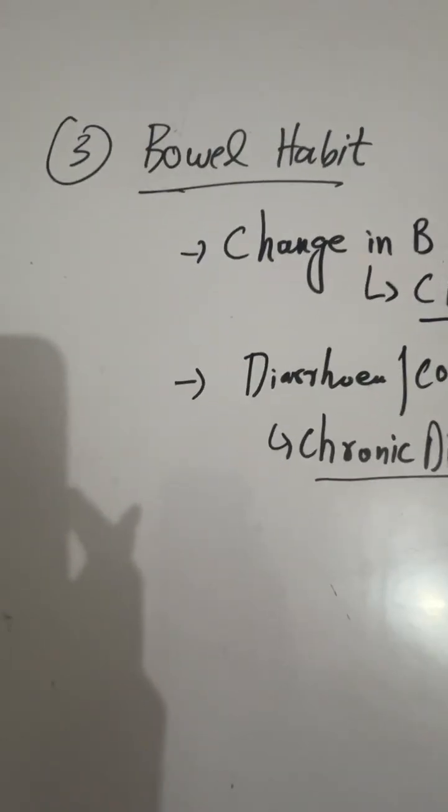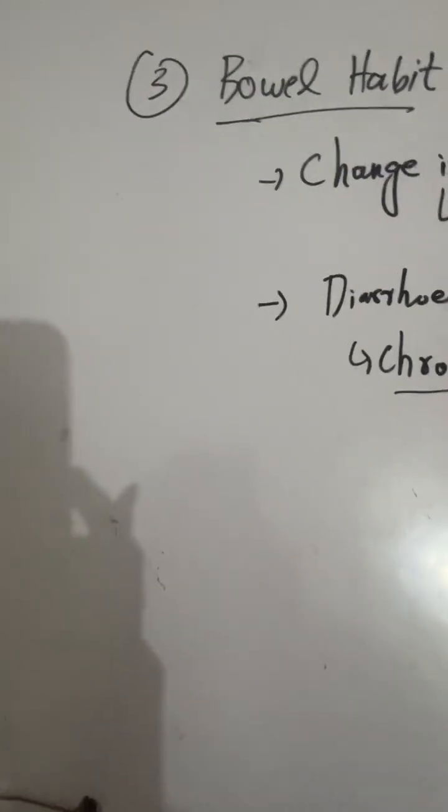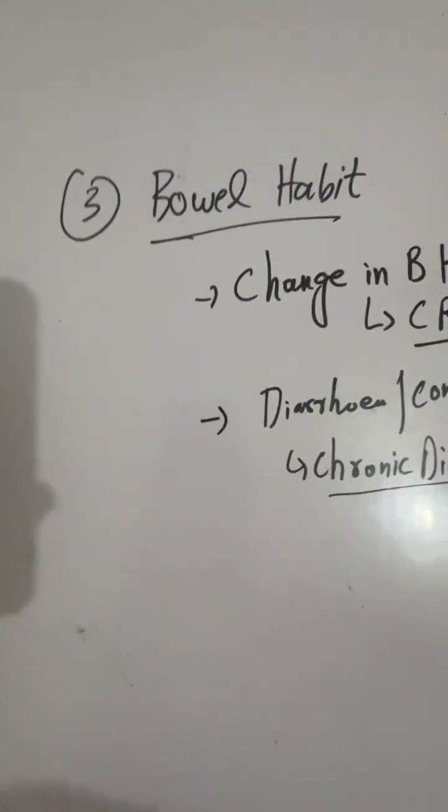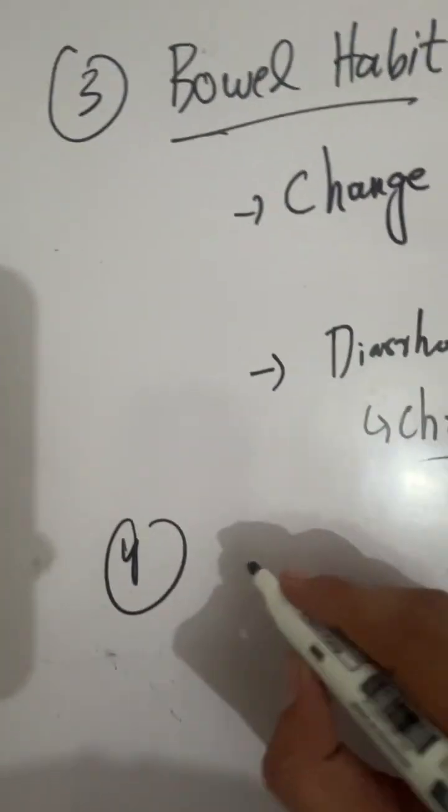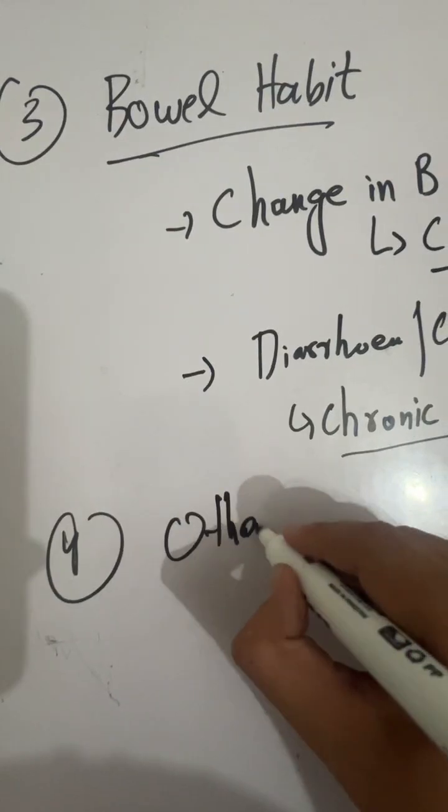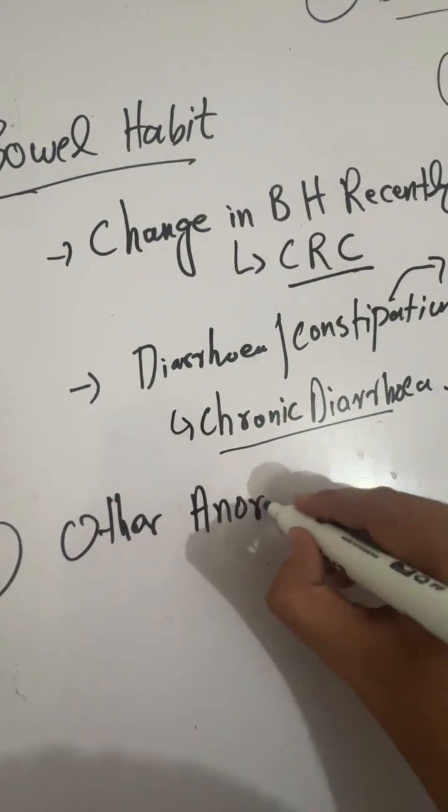The fourth question to ask in the bleeding per rectum history is about other anorectal symptoms. So we will inquire about other anorectal symptoms.